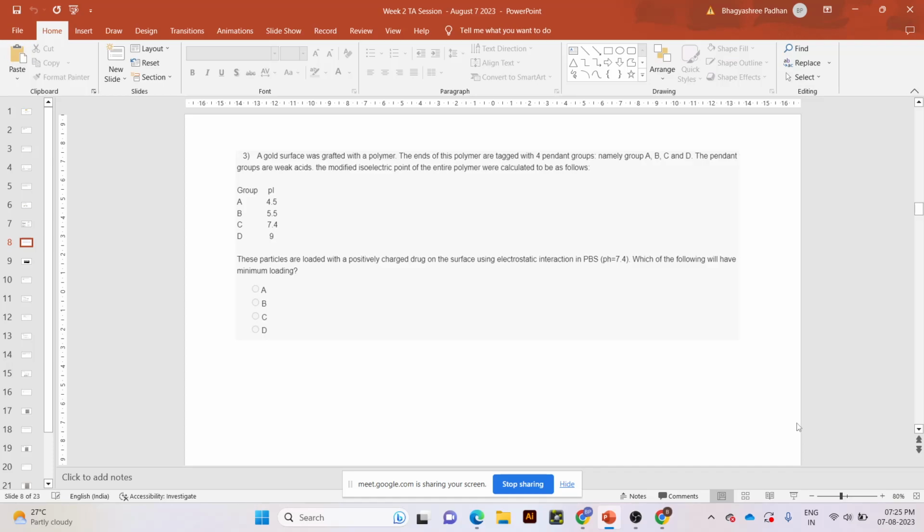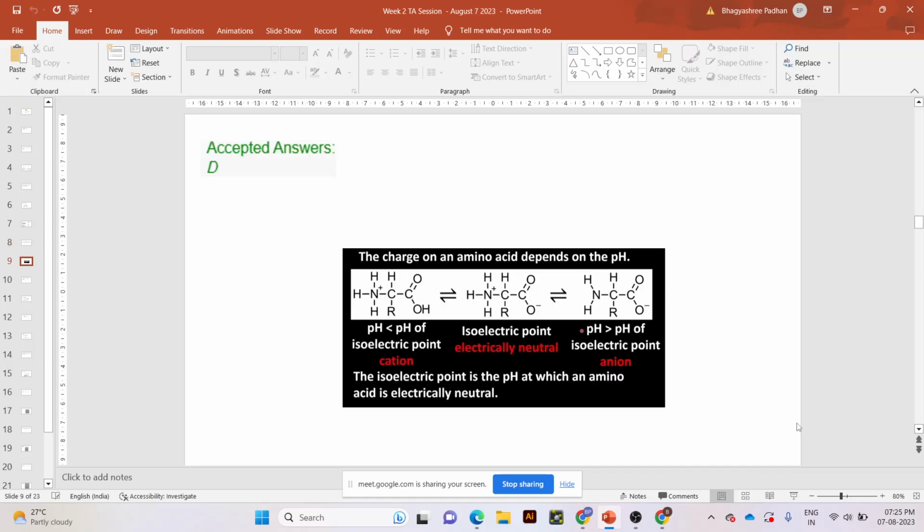So these particles are loaded with positively charged drug on the surface using electrostatic interaction at pH 7.4 in PBS. So which of the following will have minimum loading? So here is the theory that we are going to use: if pH is less than the pH of the isoelectric point, the particle would be positively charged, and at pH equal to the isoelectric point it will have neutral charge. If pH is more than the pH of the isoelectric point, it will be negatively charged.